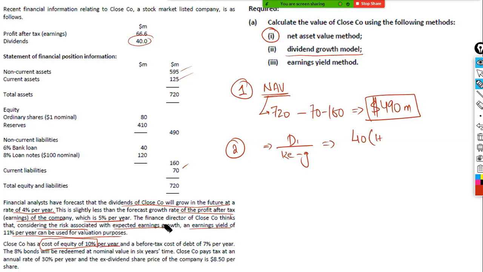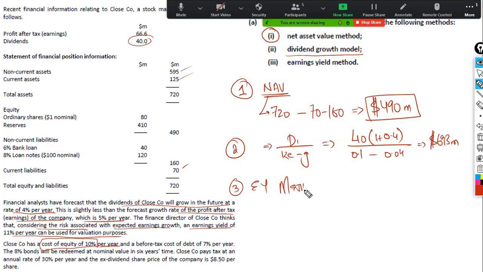So I've got all the data in this question. Growth is simply 4%. Divided by 10%, my cost of equity, minus 4%. So when I compute this, this should give you the answer $693 million. This is the total value of closed company equity, $693 million. The third way is said to be the earnings yield method.